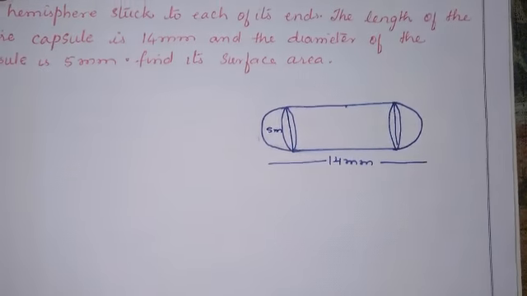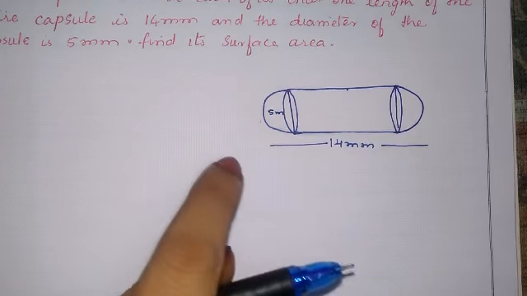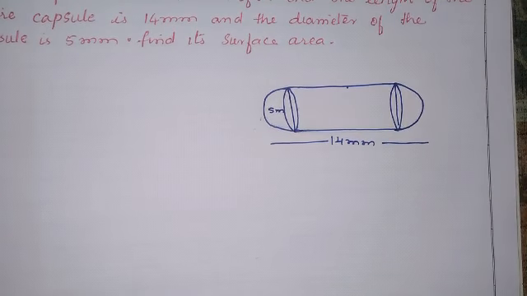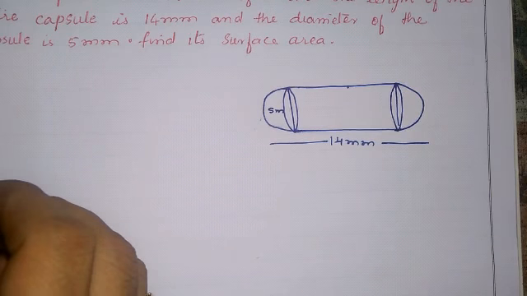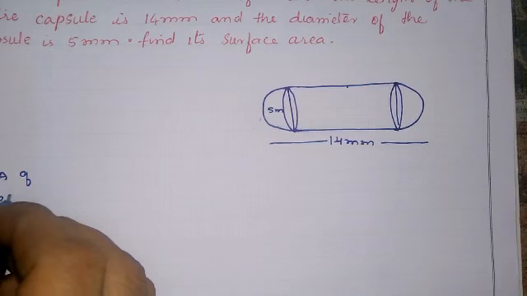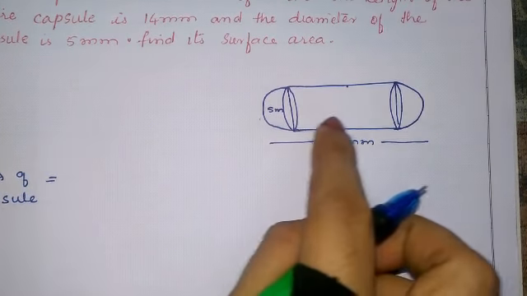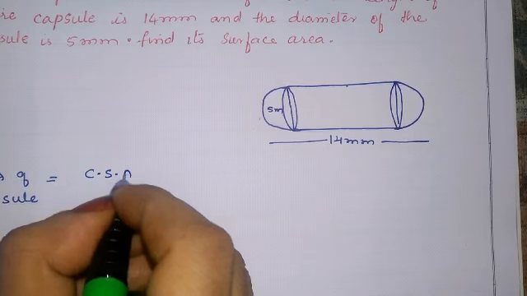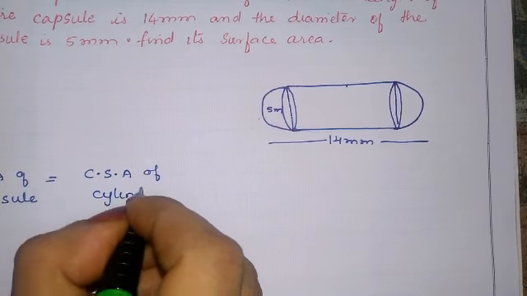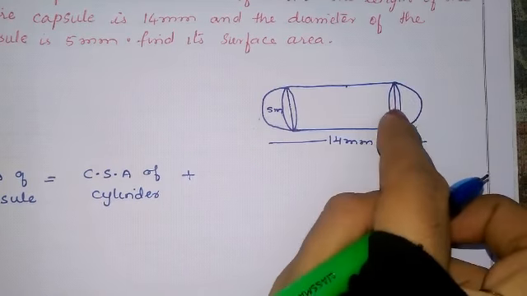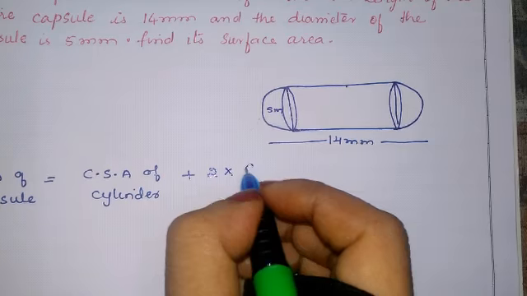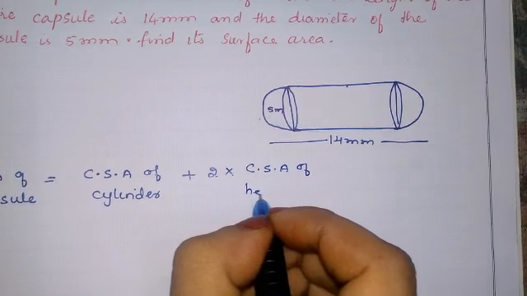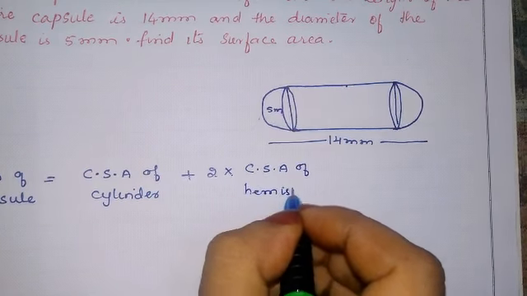Now what we need to find is the surface area of the capsule. How will we get it? Surface area of capsule is equal to CSA of cylinder plus 2 into CSA of hemisphere, because there are 2 hemispheres. Why CSA? We take only the outer part, so only CSA of cylinder and CSA of hemisphere.